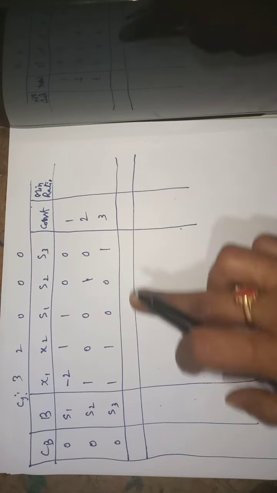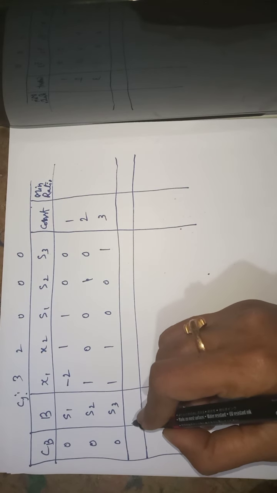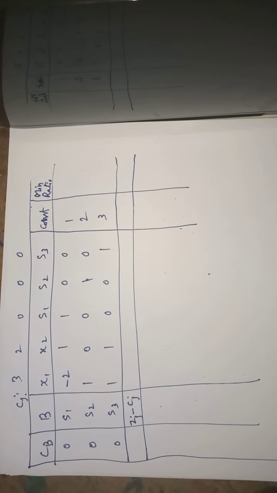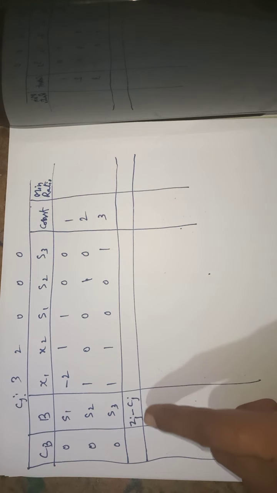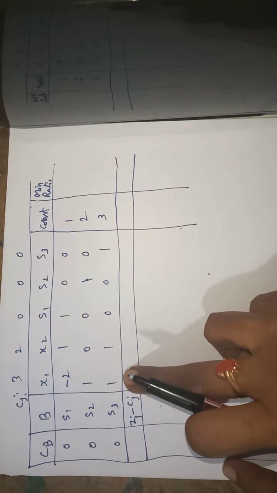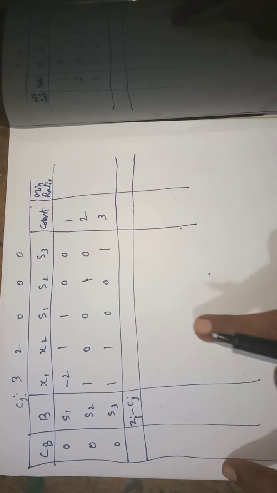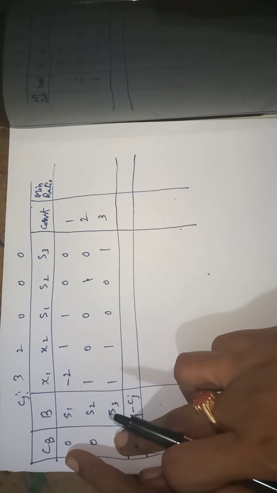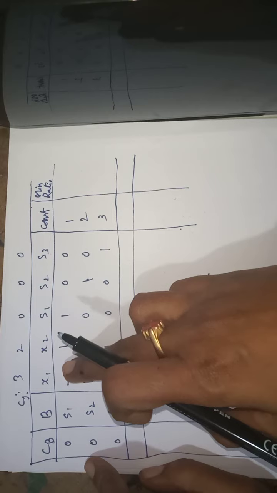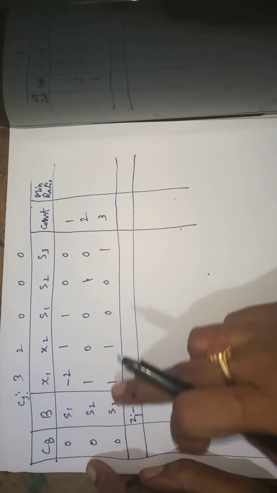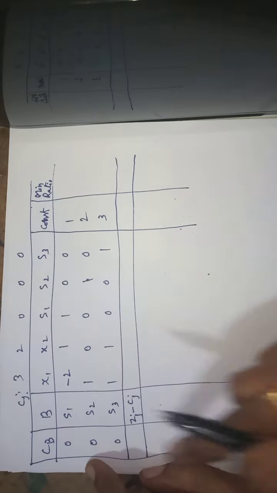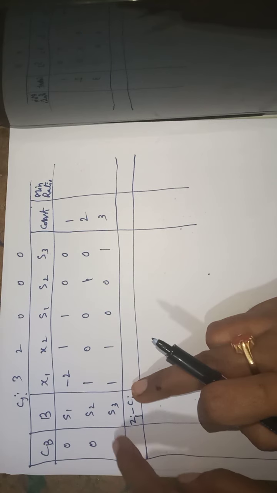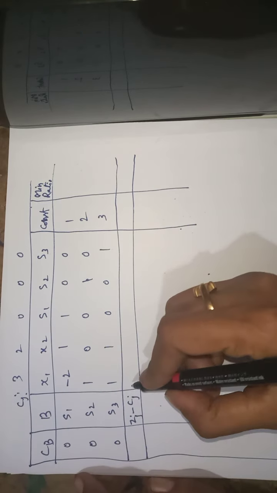How to calculate this index row? I will tell you. We calculate the index row with the help of Zj minus Cj. To find the first element, we multiply the CB column into the first column: 0 into -2 plus 0 into 1 plus 0 into 1, minus Cj, which is 3. 0 into -2 is 0, plus 0 into 1 is 0, plus 0 into 1 is 0, minus 3. How much do you get? Minus 3.